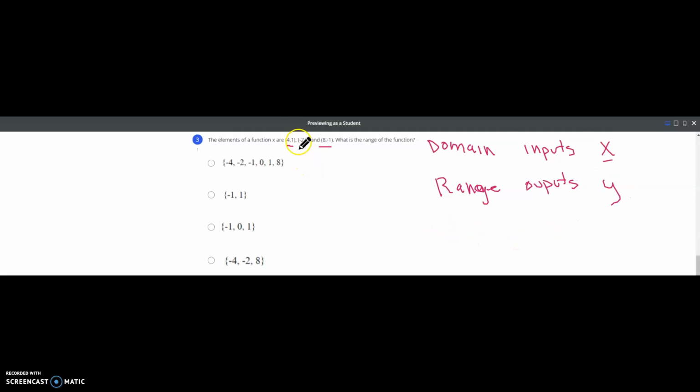So let's take a look at this. Our y coordinates, we want range, so we're looking at the y coordinates. We have 1, 0, and -1. So it is this one here.